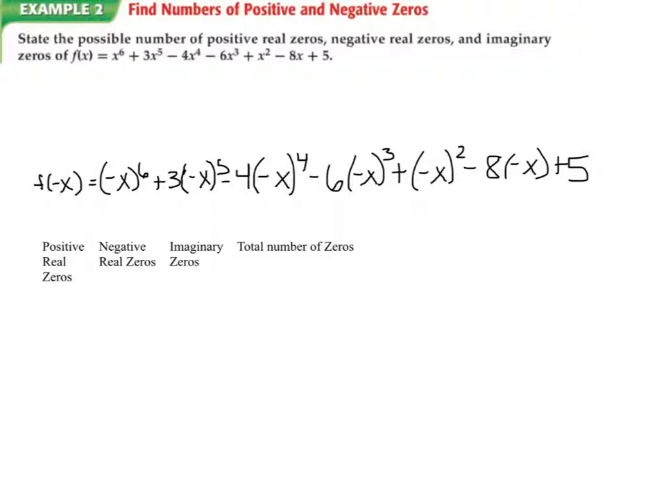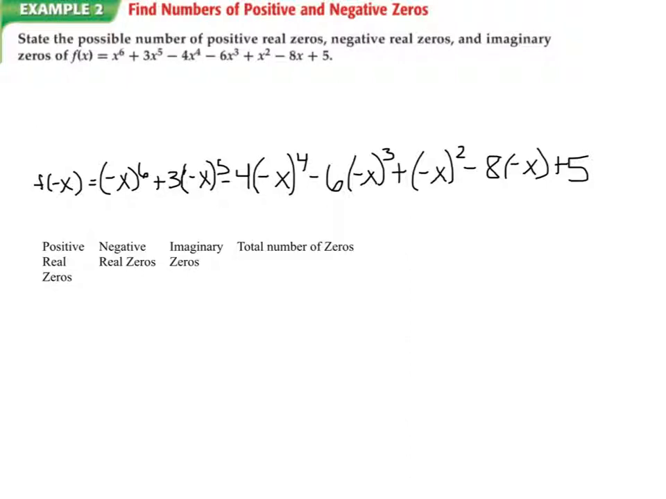In example 2, we're stating the possible number of positive zeros, negative real zeros, and imaginary zeros of f of x equals x to the 6th plus 3x to the 5th minus 4x to the 4th minus 6x to the 3rd plus x squared minus 8x plus 5. So the first thing we want to do, we know that because f of x has degree of 6, it has 6 zeros, either real or imaginary. So we know that the total is going to be 6.